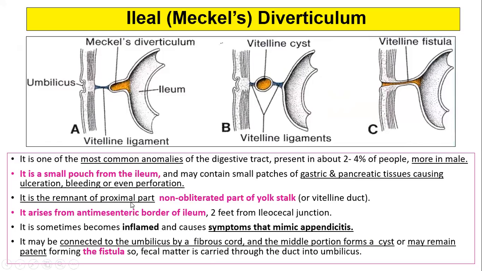It is a remnant of the proximal part of the non-obliterated yolk stalk or vitelline duct. It arises from the anti-mesenteric border of the ileum. The mesenteric border is where the mesentery is attached; the other free end is called the anti-mesenteric border. Usually it is seen on the anti-mesenteric border, 2 feet from the ileocecal junction, 2 inches in size, and present in 2% of the people.